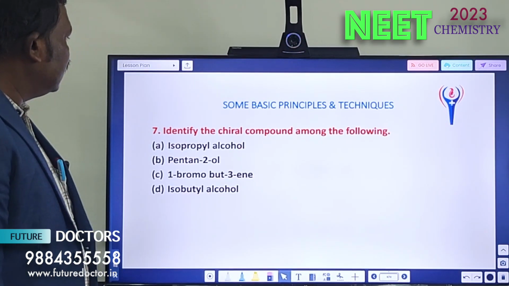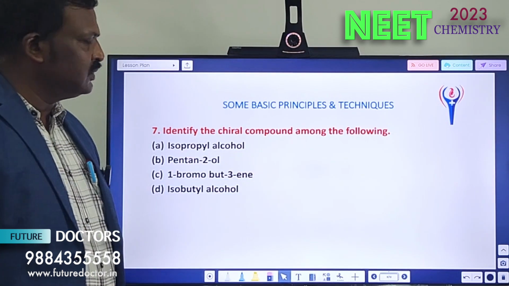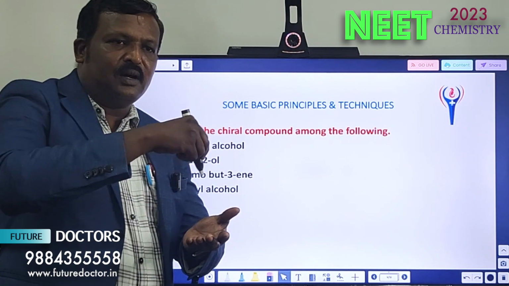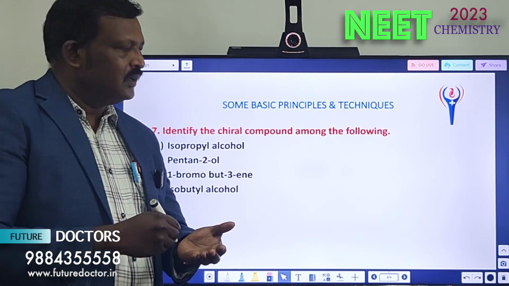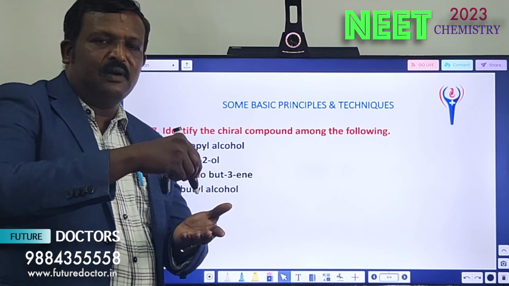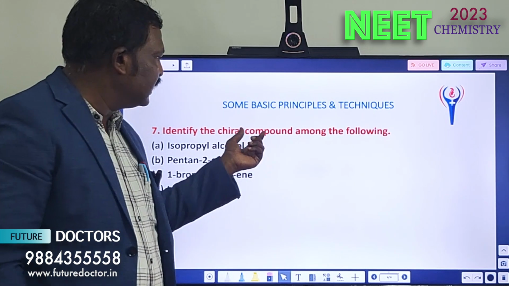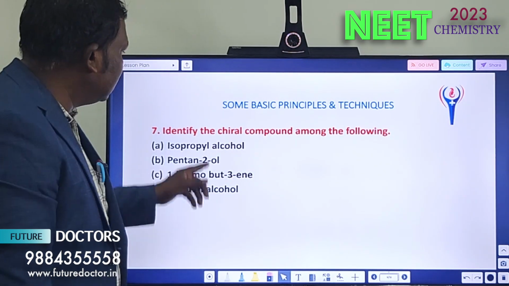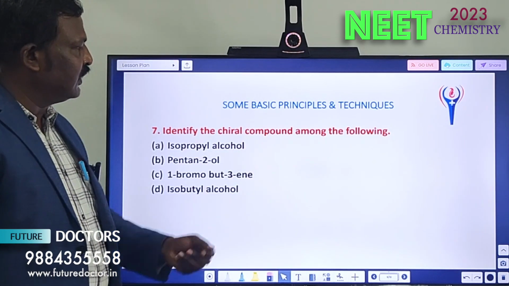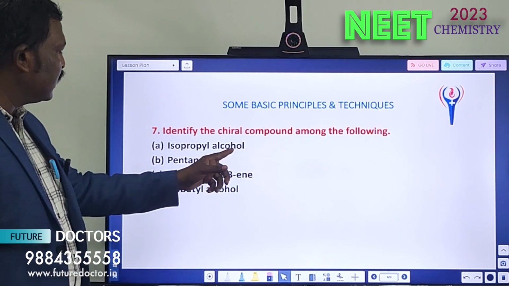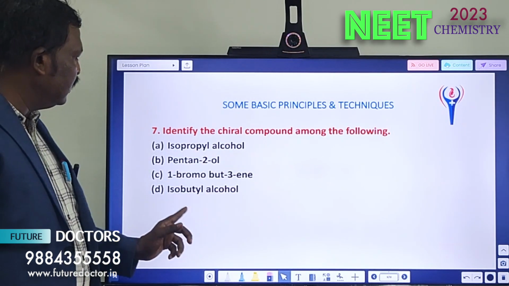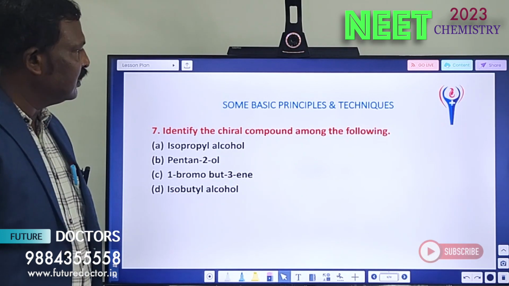Seventh question. Identify the chiral compound among the following. Simple one. What is a chiral compound? Around the carbon, all four groups are different. Any compound having a carbon around which all four groups are different is called a chiral compound. That compound we have to find out. First you write all the compound structures, then only we can find out. Option A, isopropyl alcohol. Option B, pentan-2-ol. Option C, 1-bromobut-3-yne. Option D, isobutyl alcohol. Understood?